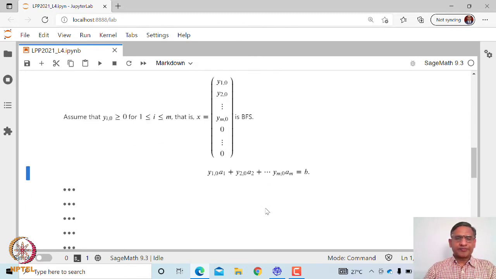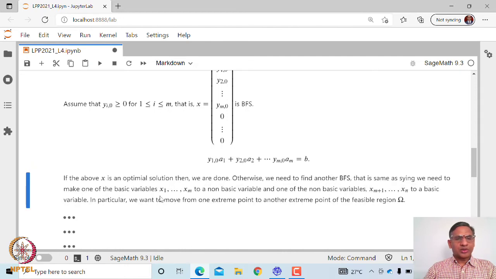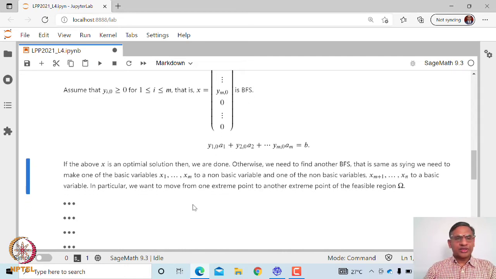So that is what we have. Next, what is it that we are going to do? First we will check whether the solution, that is the basic feasible solution which we have got, is optimal. In case it is optimal, we don't have to do anything, we stop here itself. Otherwise, we need to update this basic feasible solution, right?